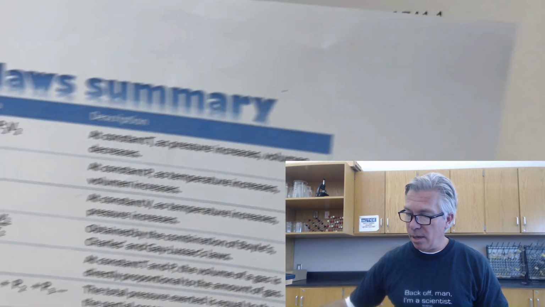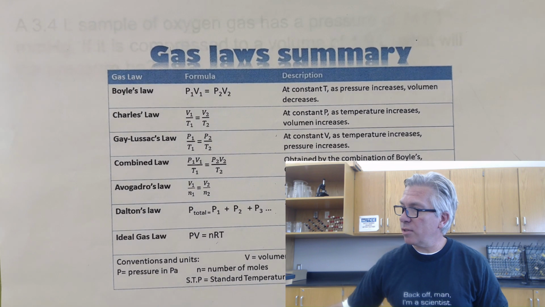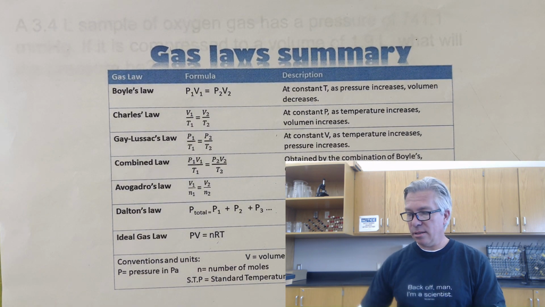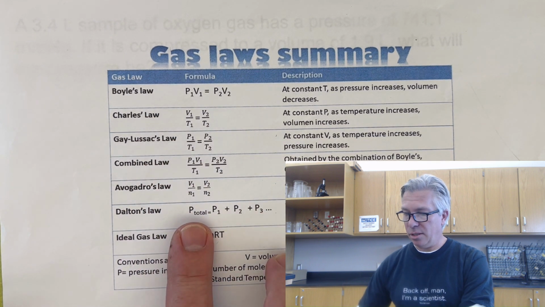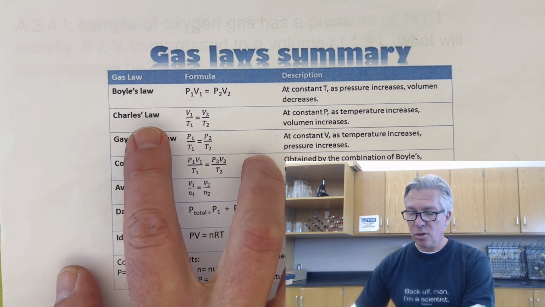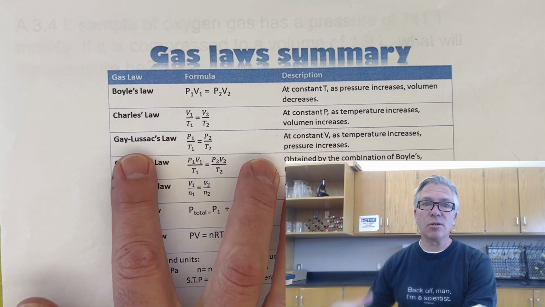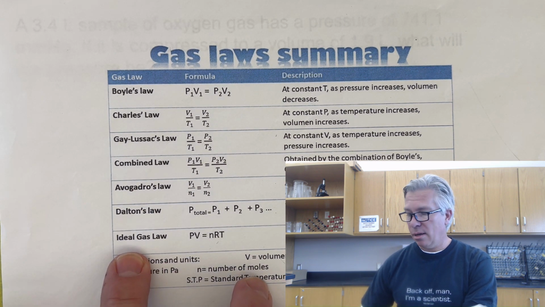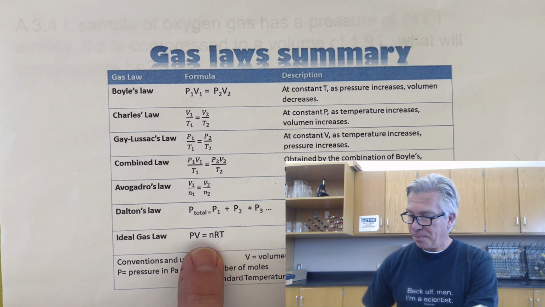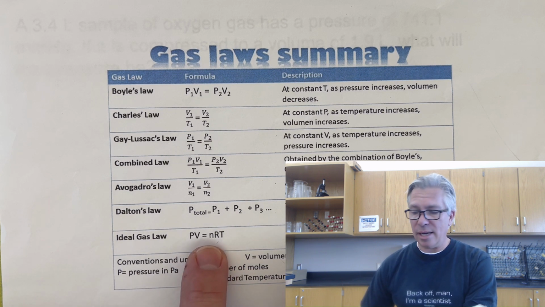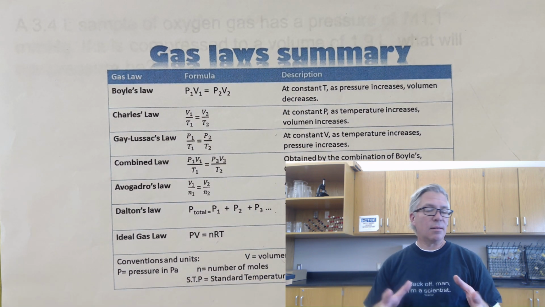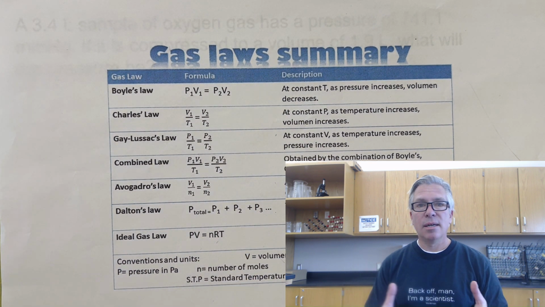You'll probably get some sort of a chart like this during your class, and it has a list of what we call the gas laws, things like Boyle's law, Charles' law, Gay-Lussac's law. All of these are named after people, with the exception of the ideal gas law, which is like the one law that rules them all. I'd like to start with the ideal gas law, but then we're going to move back to Boyle's law in this first episode.